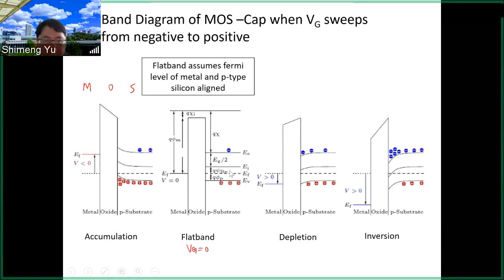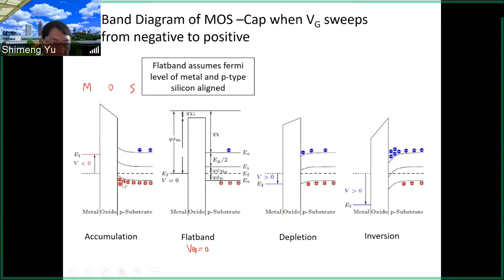Everything is flat. And then if we apply negative voltage to the metal, you have to recall the conclusion we had before: negative voltage will push up the band, and positive voltage will push down the band. So negative voltage pushes up the band, so the Fermi level in the metal will move up, and correspondingly, the band edge of the oxide and the silicon will be bent up like this.